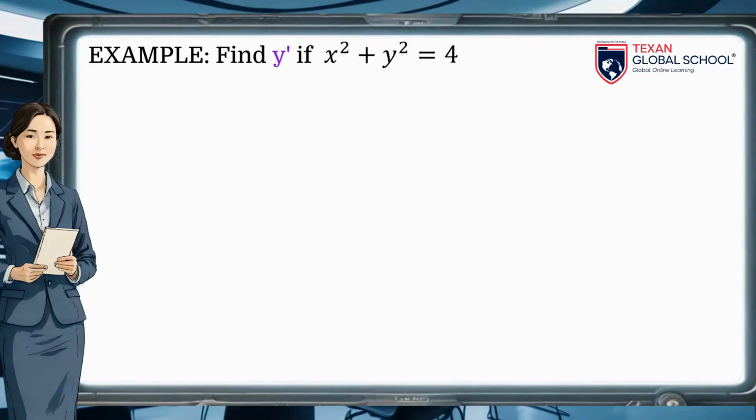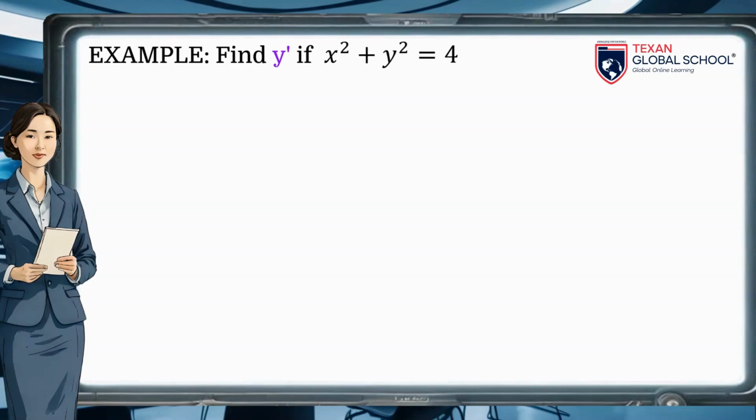Let's look at the first example. We will differentiate the equation x squared plus y squared equals 4 with respect to x. That is, we must find y prime. We can see that it is not represented explicitly since the variable is not isolated. This particular case could be adapted by first isolating y and then differentiating with the previous processes. However, we will do it with the implicit differentiation process.